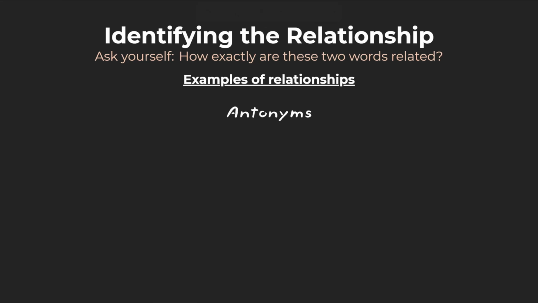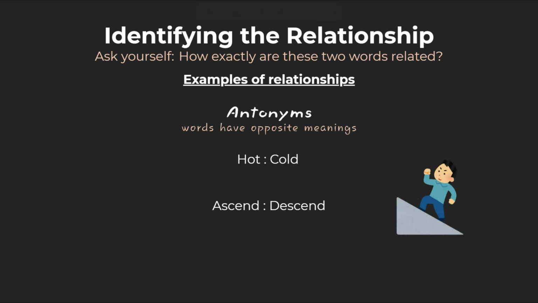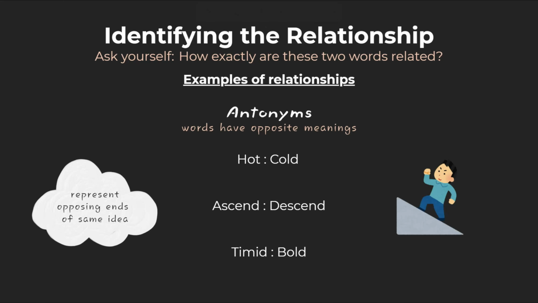Antonyms. In an antonym relationship, the words have opposite meanings. For example, hot is to cold, ascend is to descend, timid is to bold. These words represent opposing ends of the same idea, not just unrelated differences.